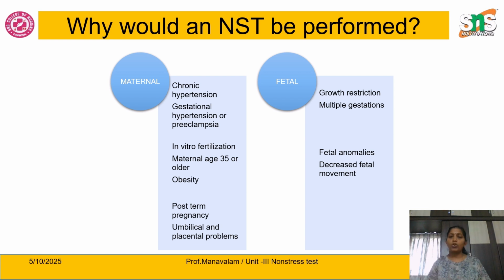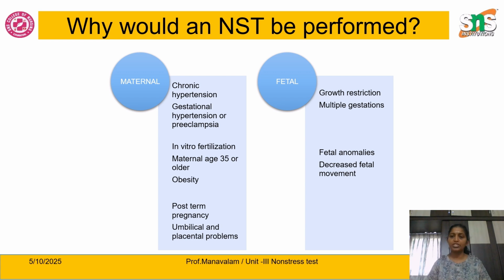If the mother has chronic hypertension for a long period of time, gestational hypertension that occurs during pregnancy, or pre-eclampsia, where along with hypertension the mother has proteinuria. If the mother had the pregnancy through in vitro fertilization, has advanced age, or is a first-time mother at an advanced age or under age, obesity, post-term pregnancy after 42 weeks, any type of umbilical or placental problem, placental insufficiency, single umbilical artery, or absence of an artery or vein, or any type of problem that leads to some complication for the fetus. So these are all the maternal indications of NST.